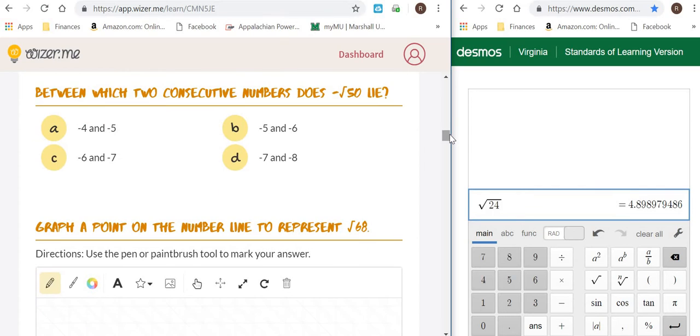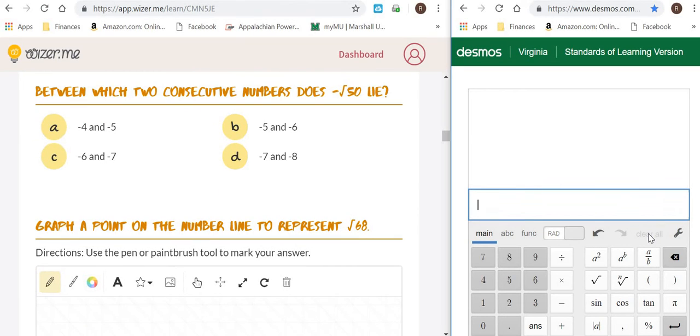And then this next one says between which two consecutive numbers does negative square root of 50 lie? So we have to be careful putting the negatives in because it has to be on the outside of the radical of the square root sign. So negative square root of 50 is negative 7.07. But remember, when you're using negative numbers, they go backwards. So that is between negative 7 and negative 8. It's moving toward negative 8. All right. So let's see what this next one says.